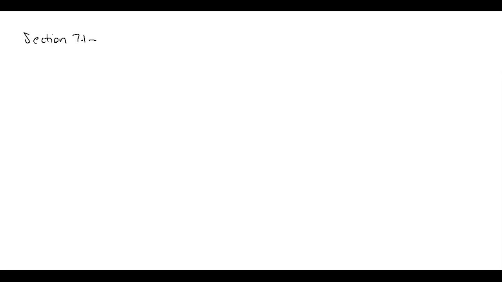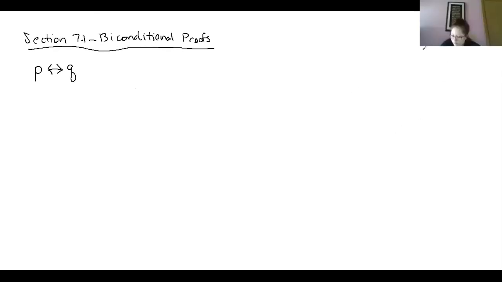Okay, section 7.1, biconditional proofs. It's hard to underline on a whiteboard. Okay, all right, so a biconditional proof, remember, we are trying to prove this statement with arrows in both directions, right? P, if and only if Q. So that's what we're trying to prove in this particular statement.